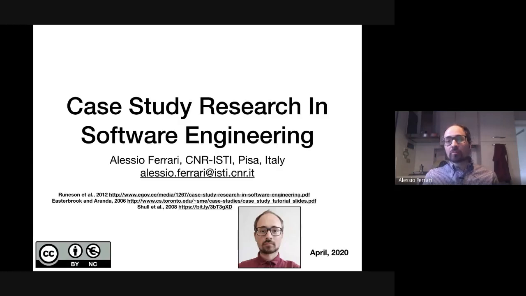One of the most important empirical methods in software engineering is case study research. It is one of the most common approaches because software engineering is engineering, so it is dealing with building objects, transforming processes, and it is by nature oriented towards the study of specific cases in industry.